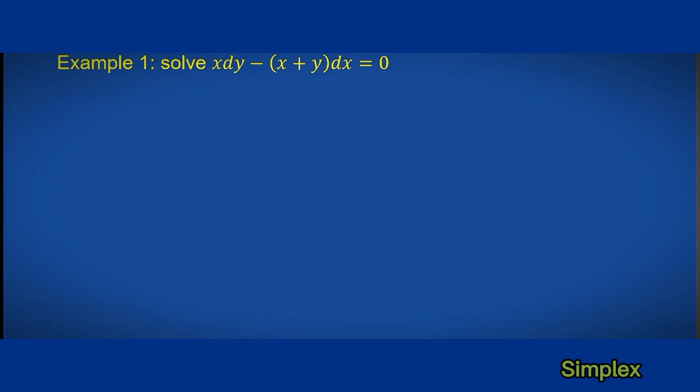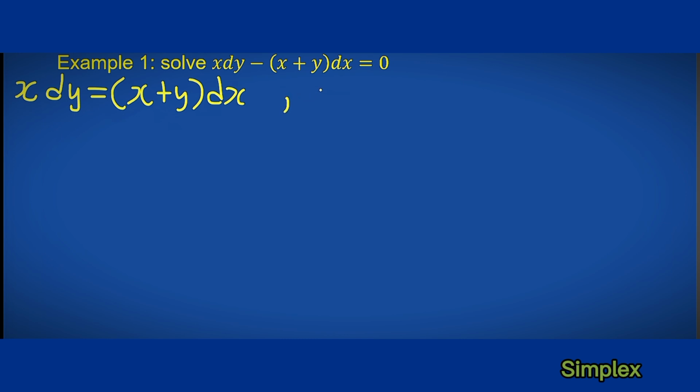Example 1. Solve the equation above. At first, if you're to solve an equation under homogeneous, we need to check whether it satisfies the condition, and the condition is that dy/dx must be equal to a function f of y over x. So solving this, let's make dy/dx the subject of formula. We have x dy is equal to (x plus y) dx.